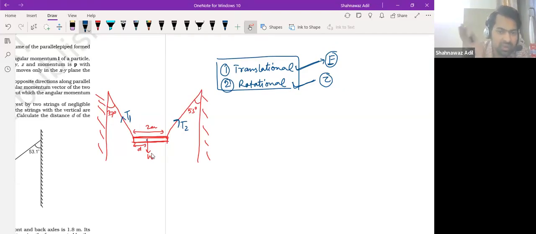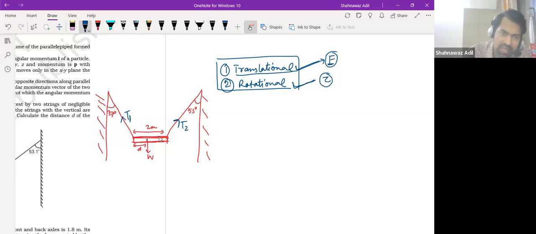Do we have any other forces? Gravitational force. So that is the weight, right? Weight is the gravitational force, right? So all the forces are there. Now we have to write the translation equilibrium.